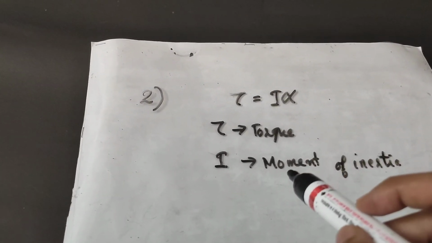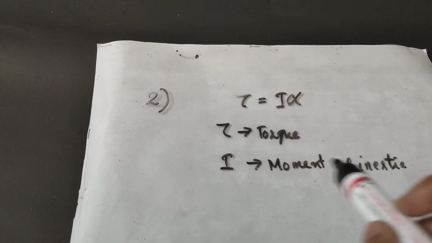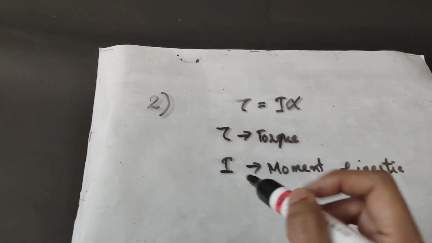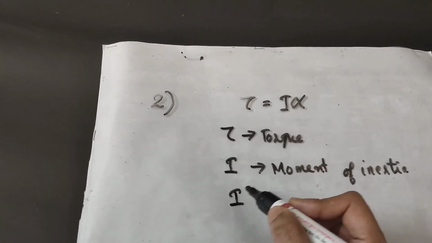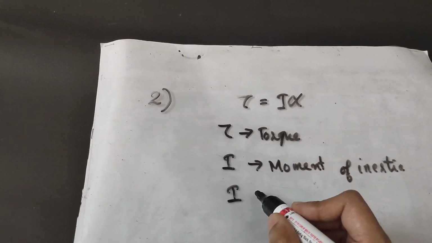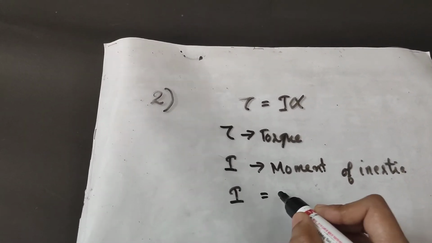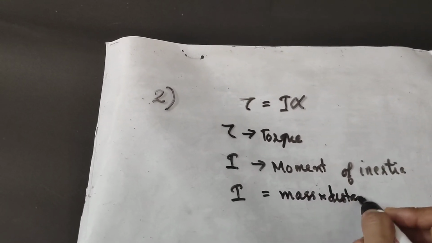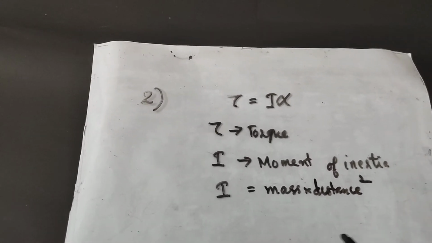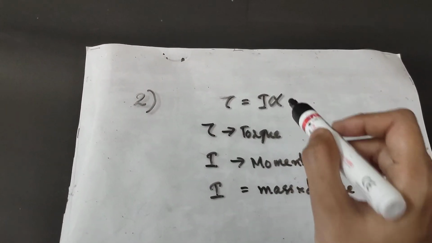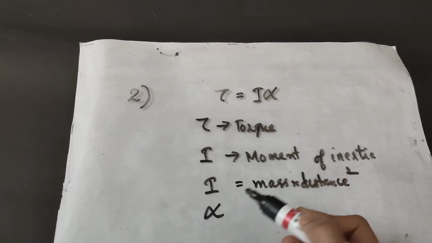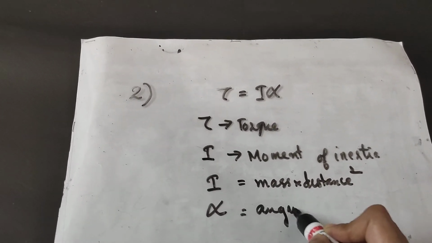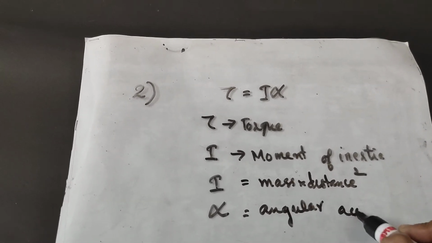You will learn about this moment of inertia in one of the chapters, but now it is an unfamiliar term to you, and I will tell you how we find it. Moment of inertia, I, is equal to mass into distance square. This is the equation for moment of inertia. And the third term is alpha. Alpha is called angular acceleration.